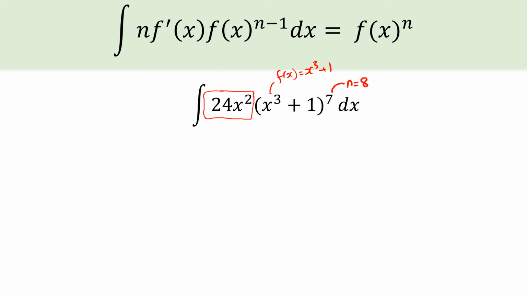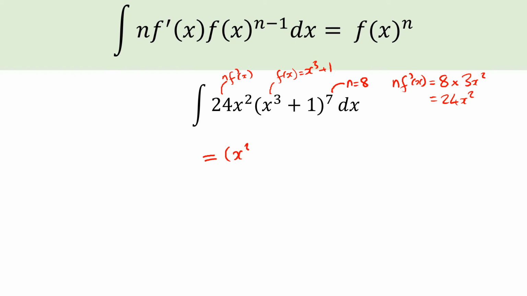And finally, I want this bit to look like n f'(x). So we need to check what n f'(x) is now that we've worked out what n and f(x) are. So let's do that. n f'(x) is equal to 8 times, now the differential of x cubed is 3x squared, is equal to 24x squared. And yeah, so this is exactly equal to n f'(x). So we've got something which looks exactly like the form on the left, which means when we integrate it, we'll get something that looks exactly like the form on the right. It'll look like f(x) to the n, which will be, in this case, (x cubed plus 1) to the 8.